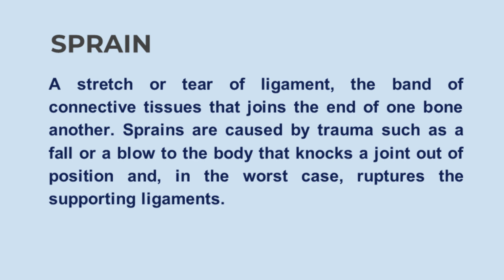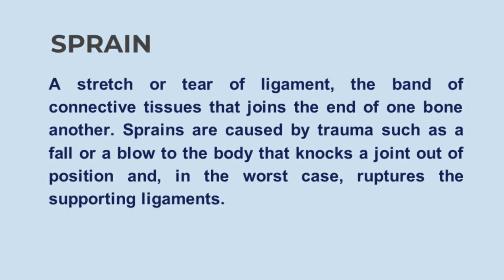First is sprain. So a sprain is a stretch or tear of ligament, the band of connective tissues that joins the end of one bone to another. So sprains are caused by trauma such as a fall or a blow to the body that knocks a joint out of position and, in the worst case, ruptures the supporting ligaments.